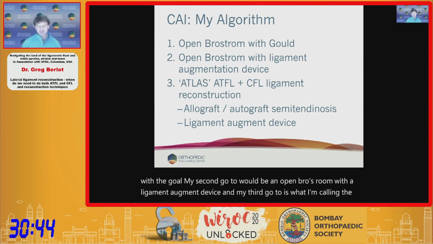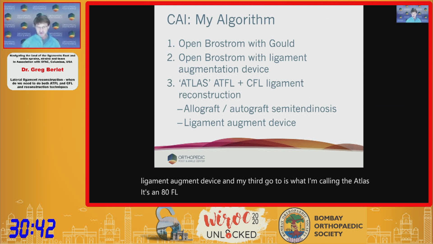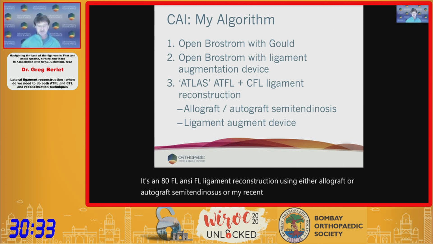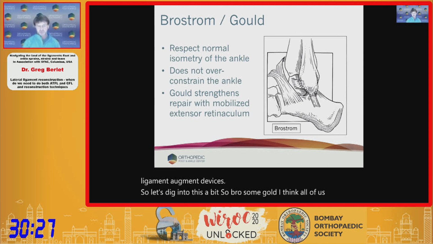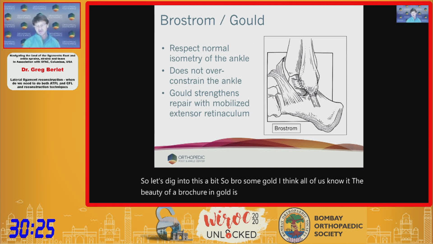It's an ATFL and CFL ligament reconstruction using either allograft or autograft semitendinosus, or my recent experience has been more with ligament augment devices. So let's dig into these a bit. So Brostrom Gould, I think all of us know it. The beauty of a Brostrom Gould is that it respects the normal isometry of the ankle. And in my opinion, you cannot over-constrain the ankle doing this.